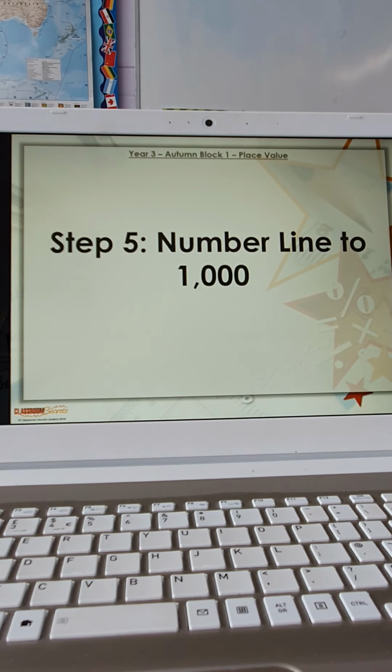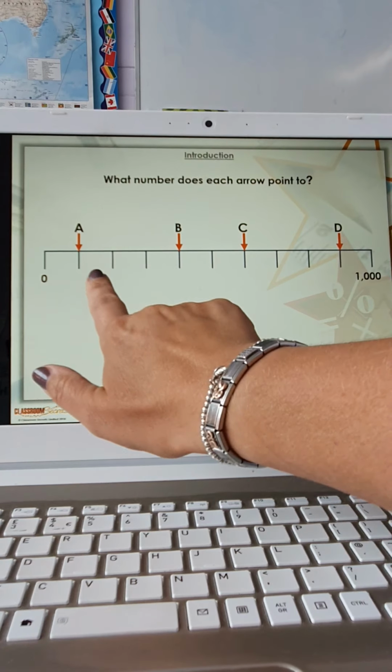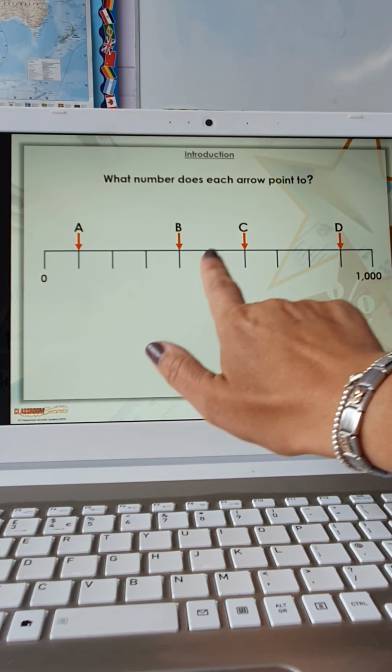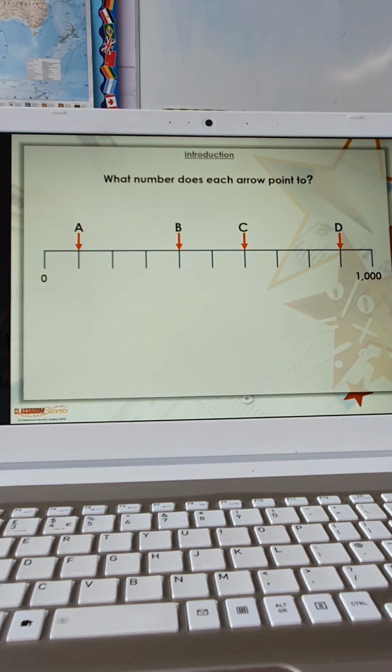So for Monday's video, I thought that a PowerPoint about number lines would be the most helpful. So here we've got a number line that goes from 0 to 1000. There are 1, 2, 3, 4, 5, 6, 7, 8, 9, 10 intervals. So if we divide 1000 by 10, that means each interval is worth 100.